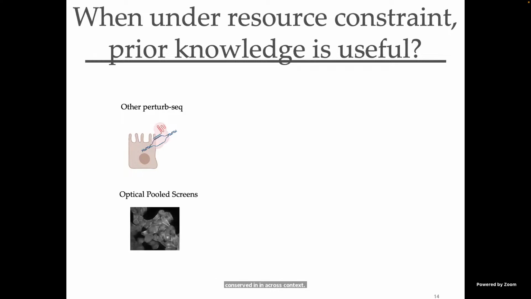As we all know, when under resource constraints, prior knowledge is very useful. We can look at a vast amount of prior knowledge about perturbation relationships, and hopefully use it to compensate for this model kernel insufficiency. For example, there are other perturbation datasets in other cellular contexts, so maybe we can guess some perturbation relationships are conserved across contexts. Or there are recent cheap genome-wide optical pooled screens, so we can hypothesize that perturbations that have similar morphological changes could have similar perturbation relationships.